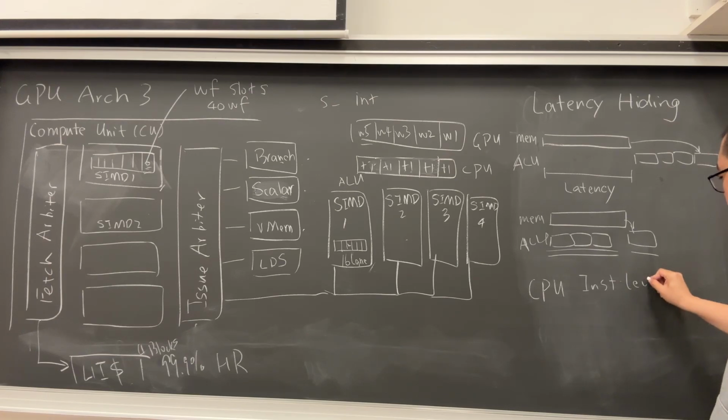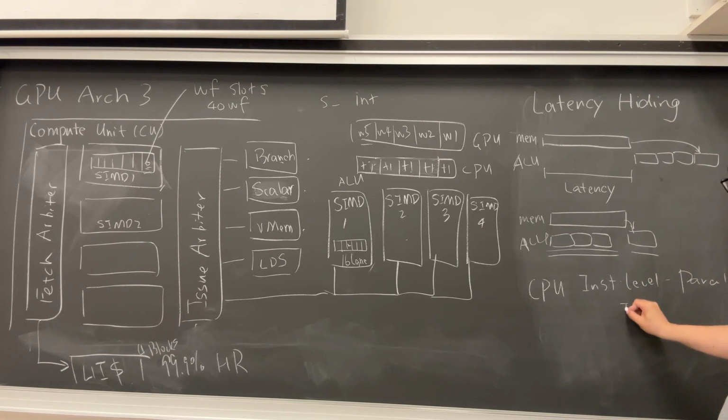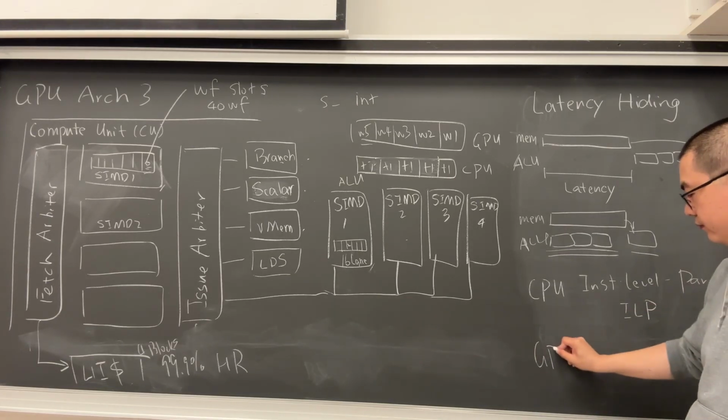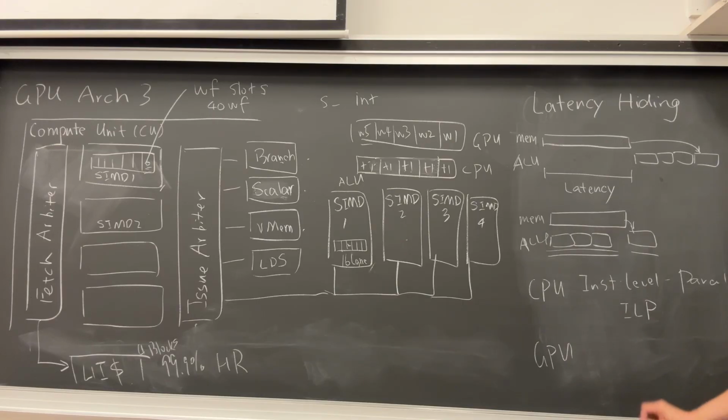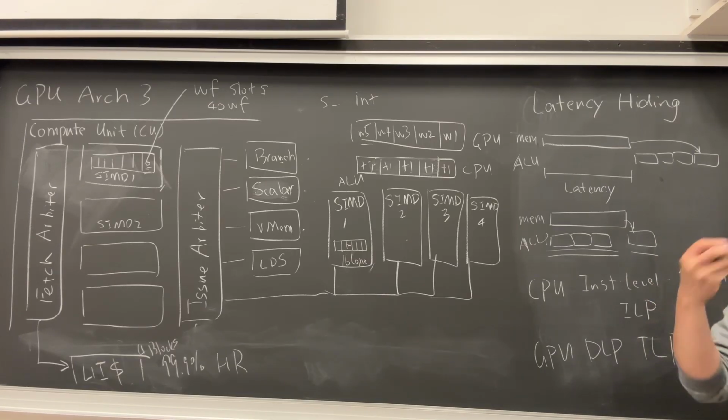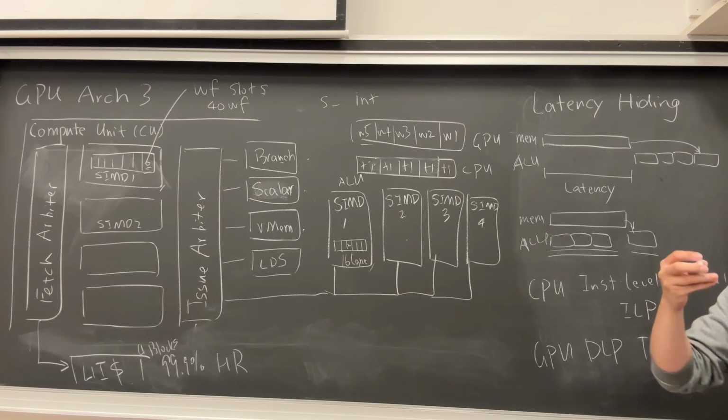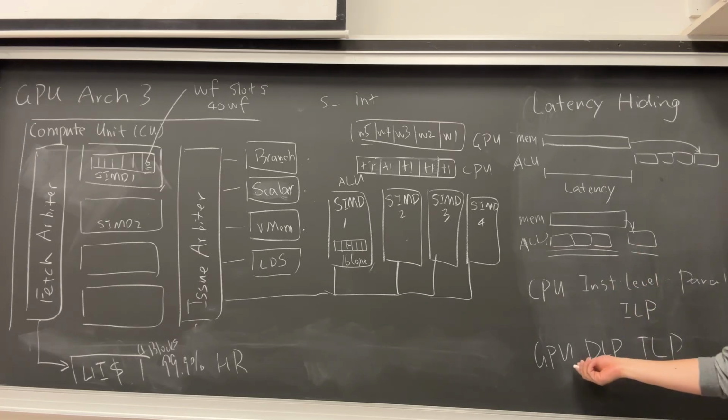level parallelism, or ILP, instruction level parallelism. And for GPU, we typically call it either data level parallelism, DLP, or thread level parallelism, TLP. Okay, so they rely on different parallelism from the program and from the application, from the nature of the problem, to find opportunities to hide the latency.